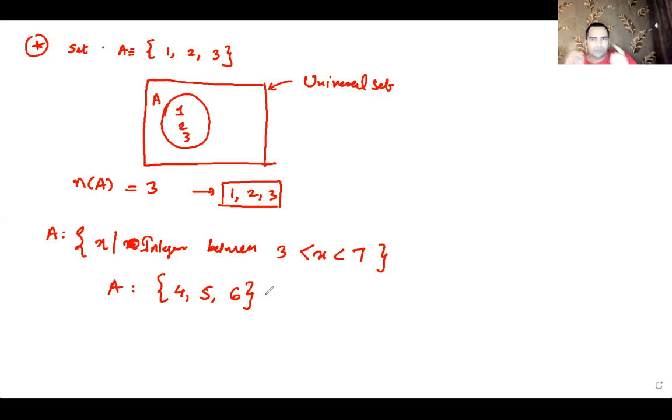We won't include 3 and 7 because they are not included. If we would have given the equals to here, in that case even 3 and 7 would come. So this is the general way of interpreting the elements of a set. Now, coming back to the other key terms, let's talk about some of the main key terms.